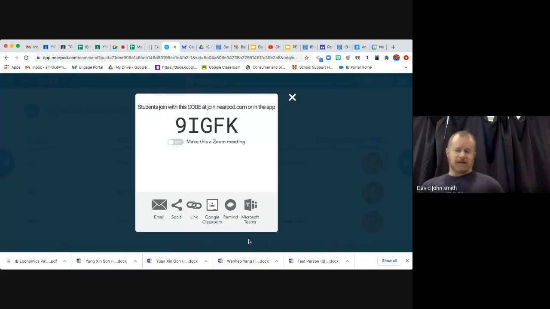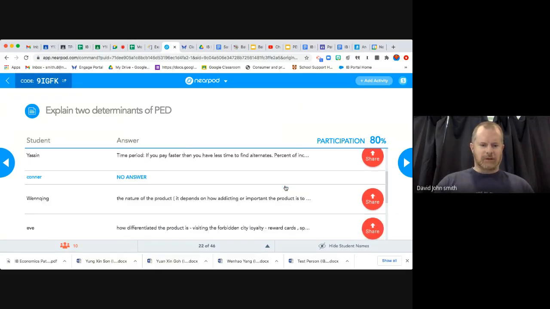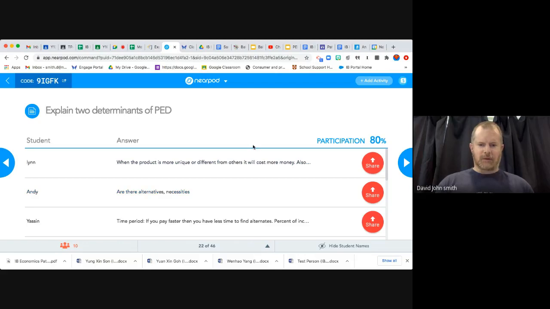Okay, apologies, ladies and gentlemen. Let's try a different code this time. So you'll need to log back in. Try the code 9IGFK. Try that code, and we will see if this one works. Hopefully this one will work, but unusual that it did that. And you will see that your names are already in there because this is where we were at last time.